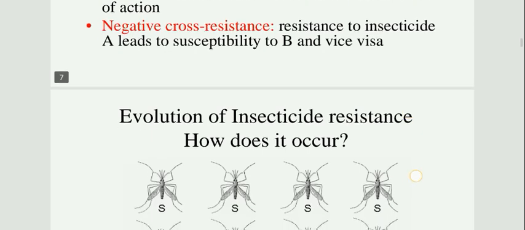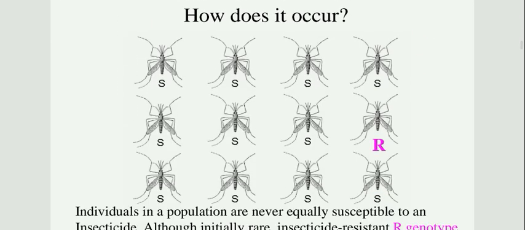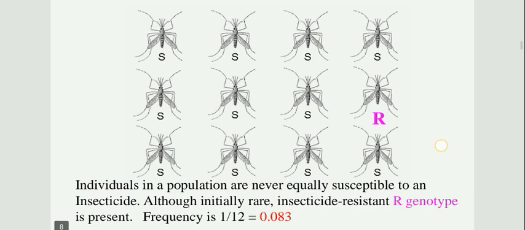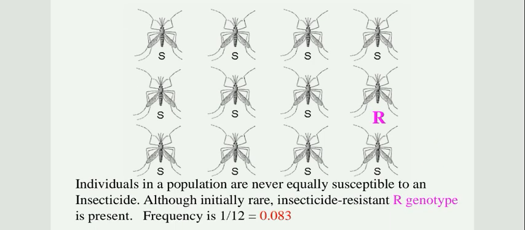Evolution of insecticide resistance: how does it occur? Individuals in a population are never equally susceptible to an insecticide. Although initially rare, the insecticide resistance R genotype is present. Frequency is 1 by 12, that means 0.083.